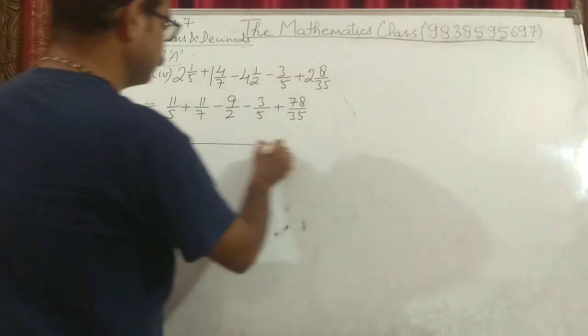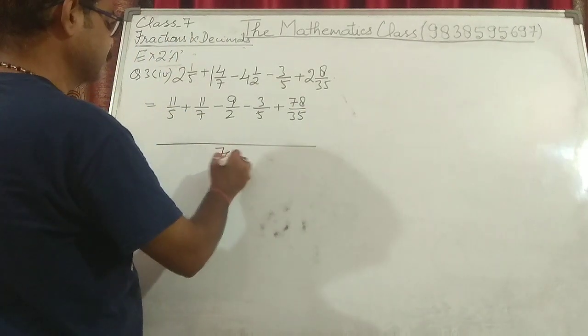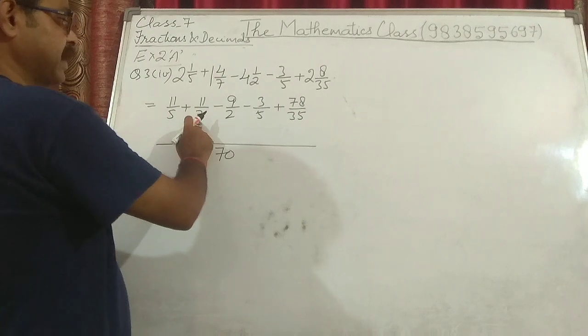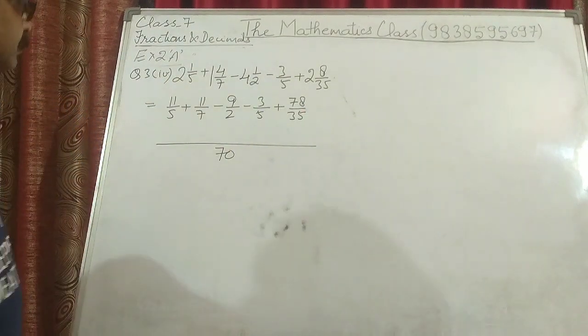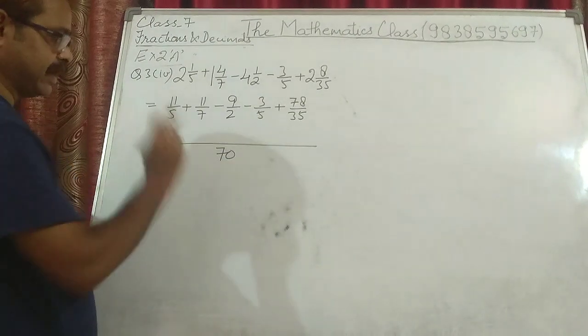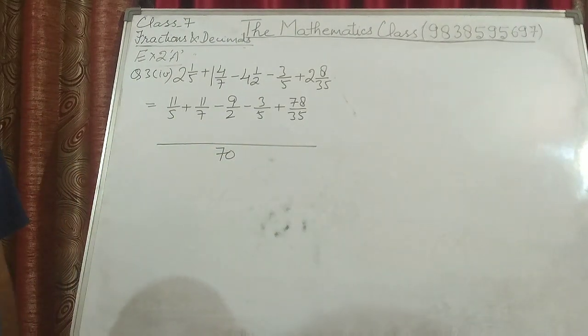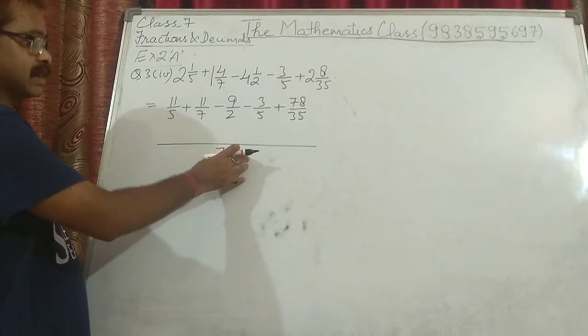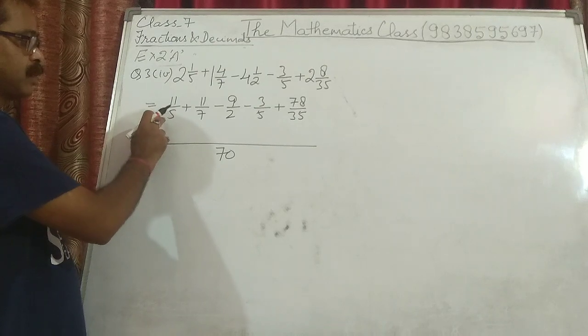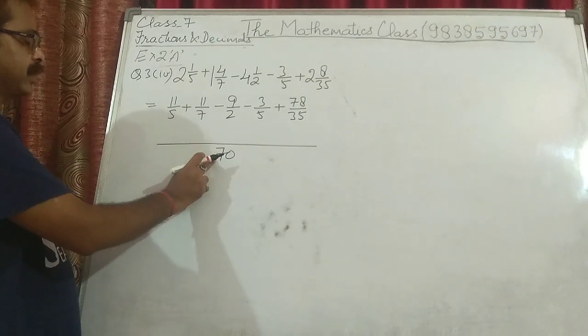So the LCM will be 70. 5 times 7 is 35, so 35 is the biggest number and into 2 is 70. Now 70 divided by 5 is 14. When you divide, we take the LCM and divide it by the denominator. So the denominator is 5, and 70 divided by 5 is 14.